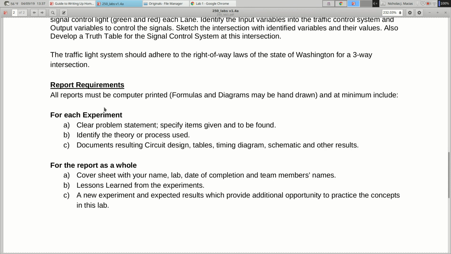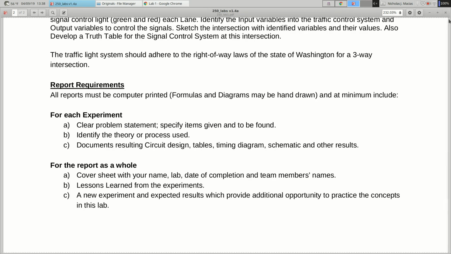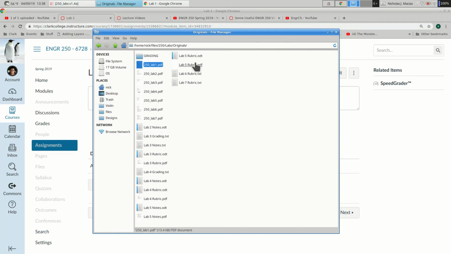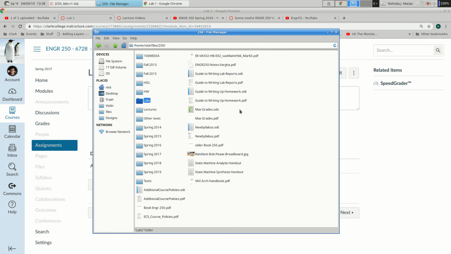All right, so there's a short sentence here on report requirements, but I have a longer one. On Canvas, there's this guide to writing up lab reports. And this is also new for this quarter. I've never done this before.